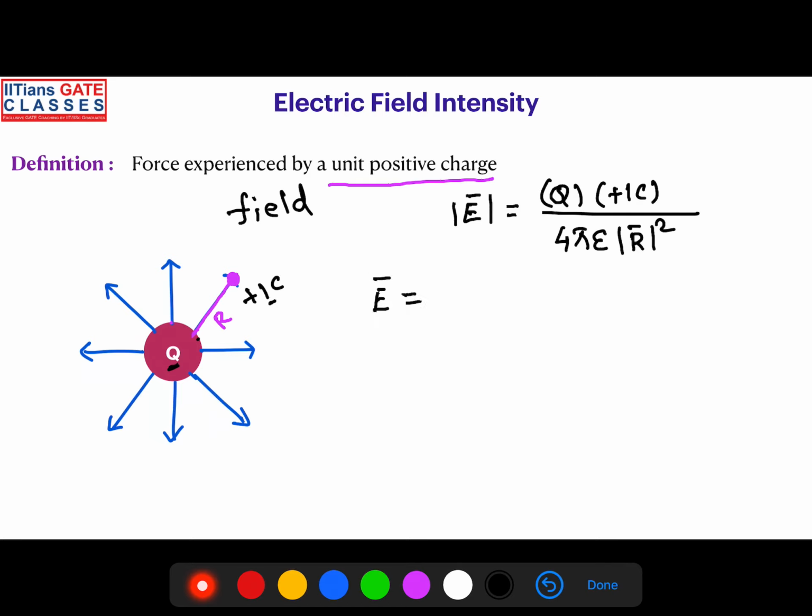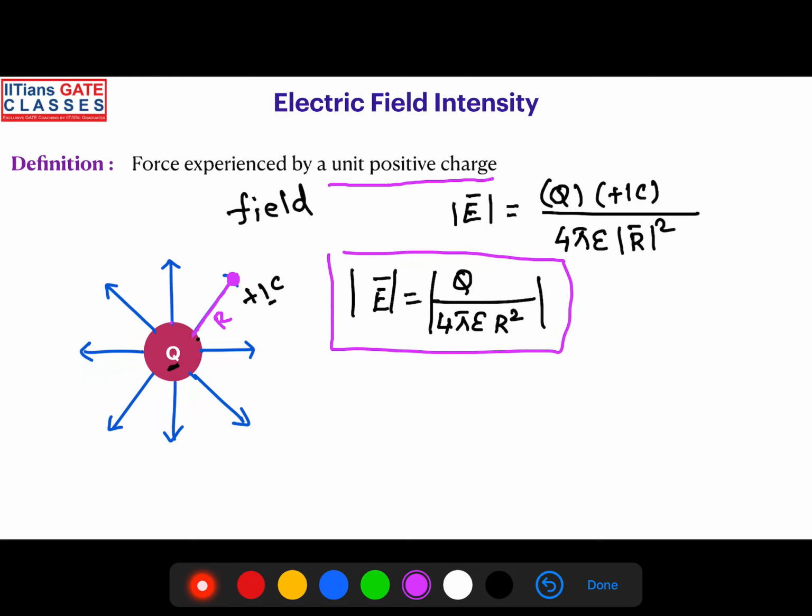So I can say what is the value finally? The electric field intensity due to a point charge at a distance of r is given as q by 4 pi epsilon r square. This is basically only the magnitude part. And the electric field intensity, in turn, is a vector quantity, right? So what will be the units of this electric field intensity now? Electric field intensity is nothing but the force per unit positive charge. So I can say the units will be Newton per Coulomb, or you can say volt per meter.